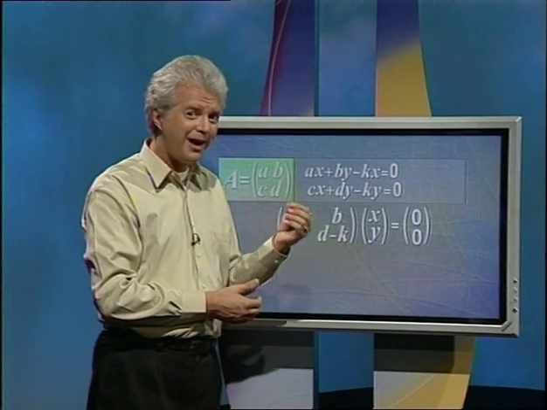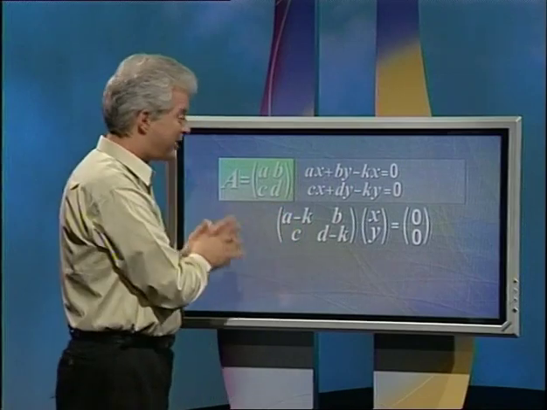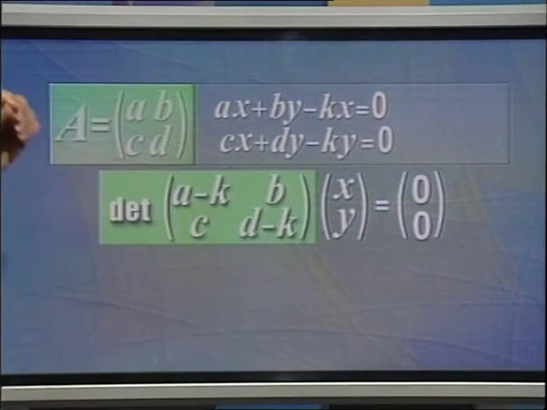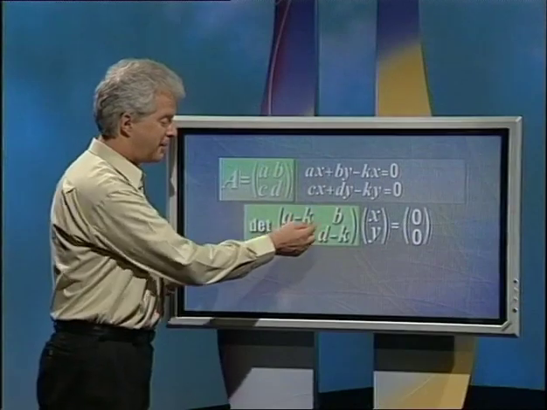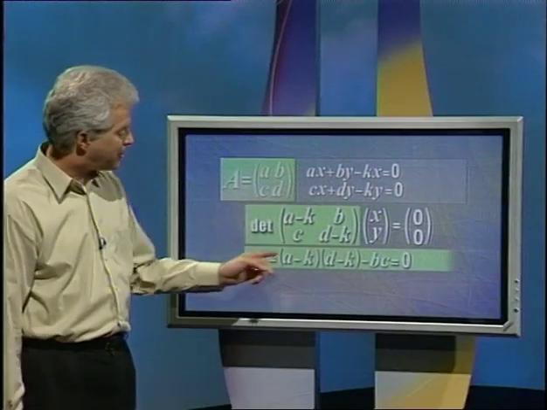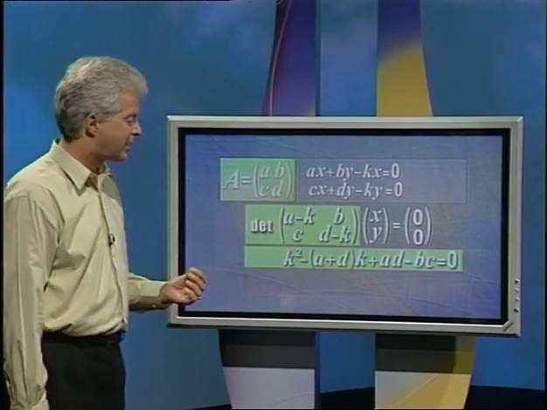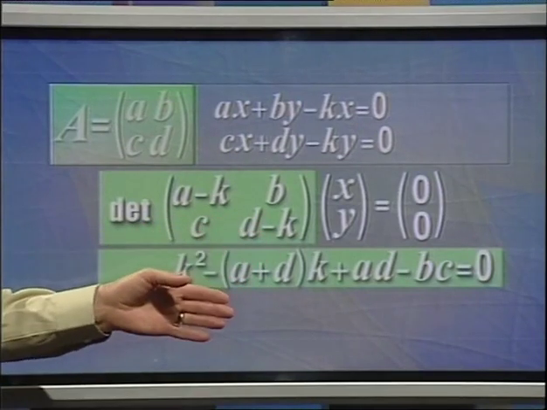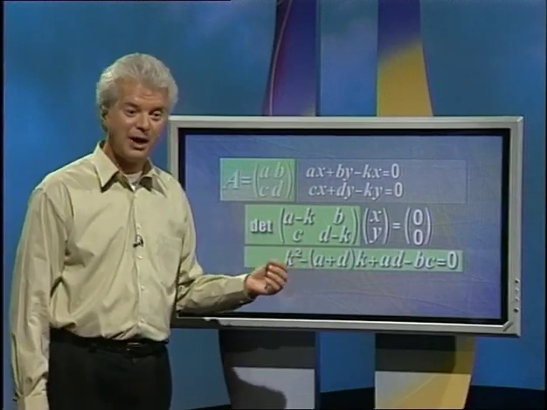We don't have any eigenvectors. So the only way we're going to find eigenvectors is if this matrix does not have an inverse. In other words, the determinant of this matrix has to be equal to 0. So if we evaluate the determinant in the usual way, that's (a minus k) times (d minus k) minus bc, that has to equal 0. Now, by multiplying out these brackets and rearranging, we get the following quadratic equation. k squared minus (a plus d)k plus ad minus bc equals 0. And if we can solve that equation, it has a maximum of 2 roots, then we have our eigenvalues.